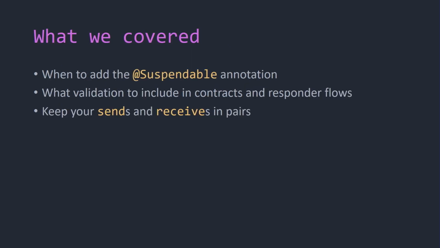So in summary, we have covered, you now know when to add the suspendable annotation. So you'll never see that annoying stack trace that you saw at the very start of the talk again. You now know why you should include validation and where to include it. So in both your contracts and your responder flows. And finally, you know to no longer have unbalanced send and receive, and you should always keep them in pairs.